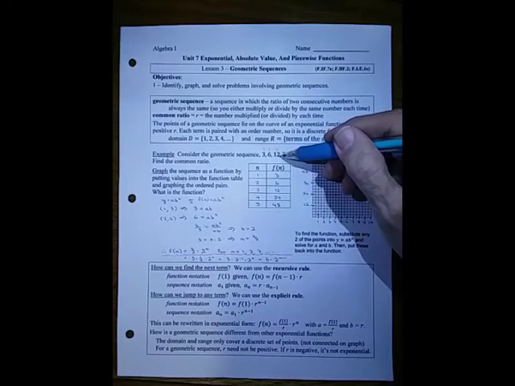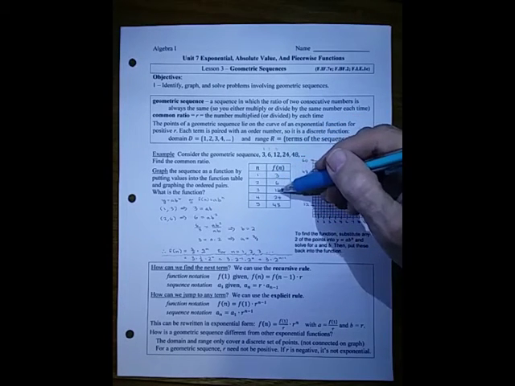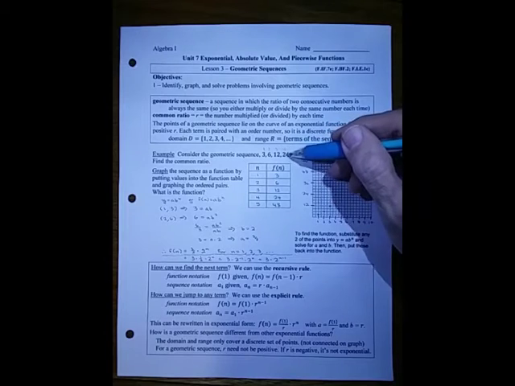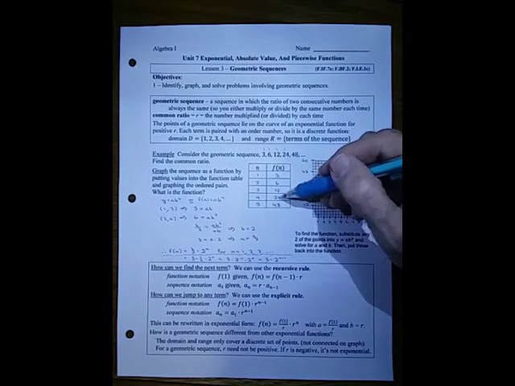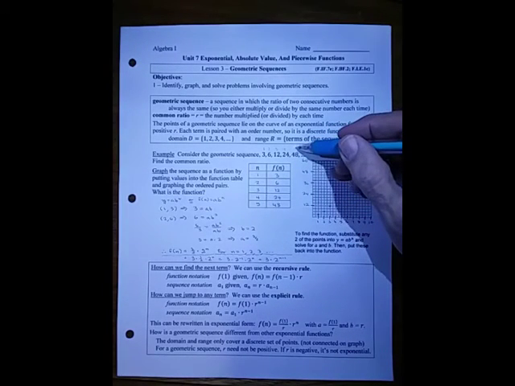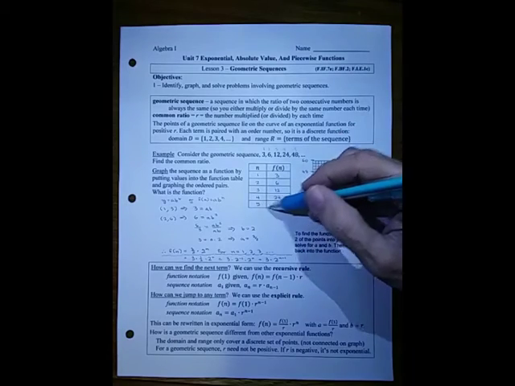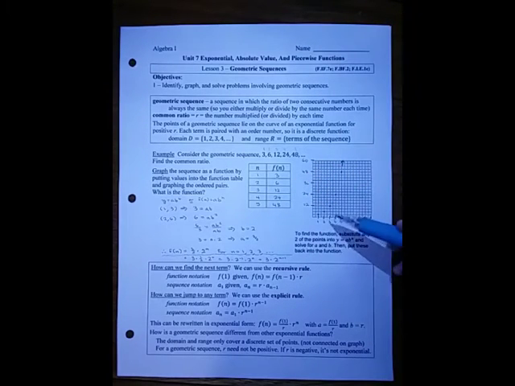The third term is 12, so we would graph the point (3, 12). The fourth term is 24, so we would graph (4, 24). And the fifth term is 48, so we would graph (5, 48). So I labeled my scale from 1 to 10, and then I needed to get up.